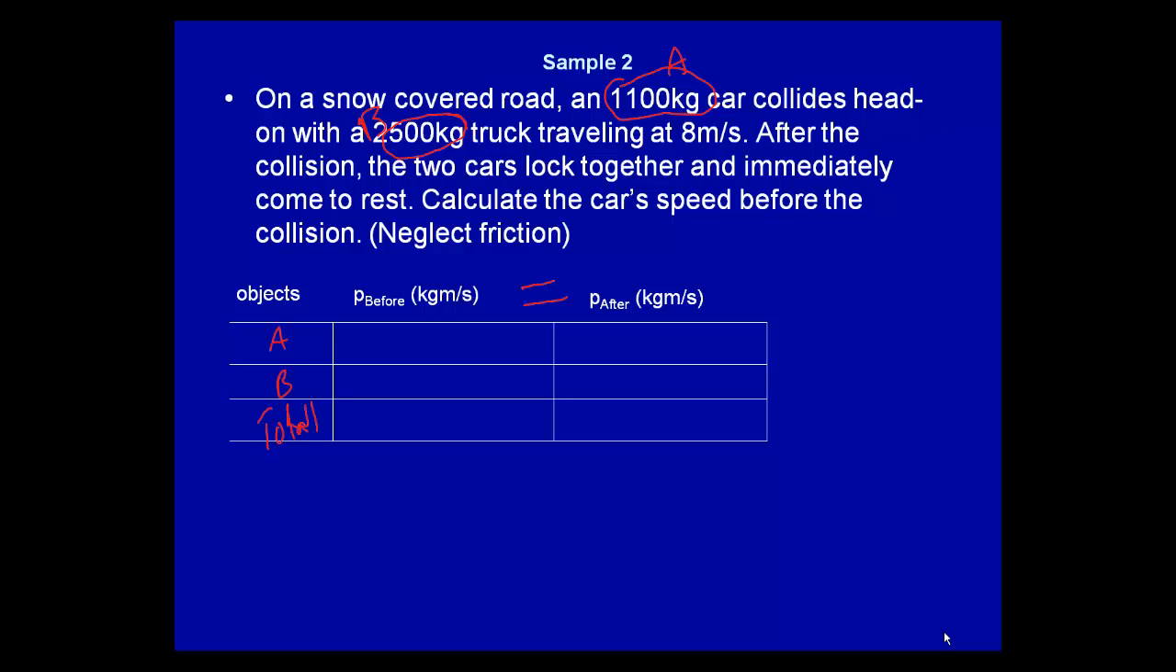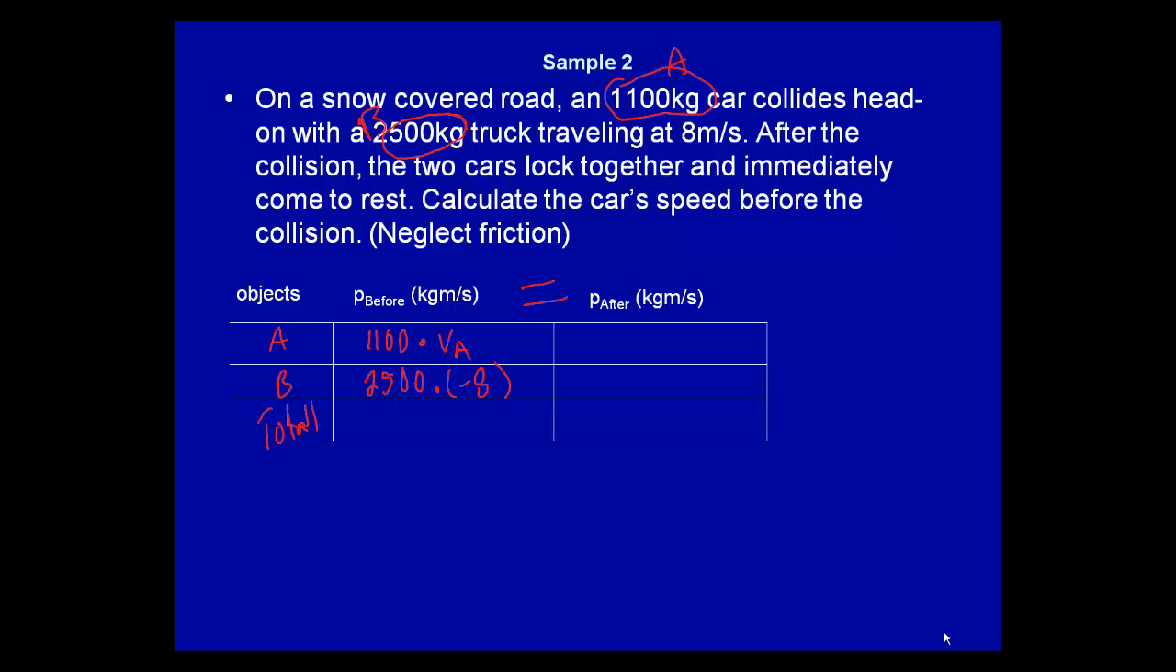I also want to know the total momentum. Key thing is head on, so that means the directions are opposite, so I have to take that into account. Now, my momentum before for car A is 1,100 times VA. I don't know that. That's my unknown. For truck B, my momentum is 2,500 kilograms times 8 meters per second. But remember, they're colliding head on. So either VA or 8 meters per second has to be negative. It doesn't really matter which one you call negative. Now I'm going to call the truck having a negative velocity, but it really does not matter.